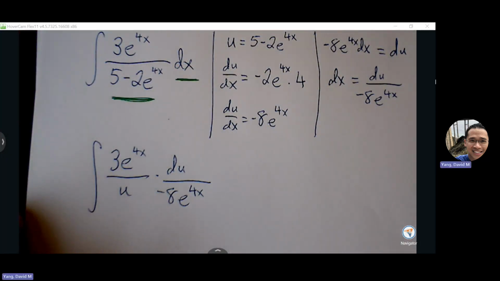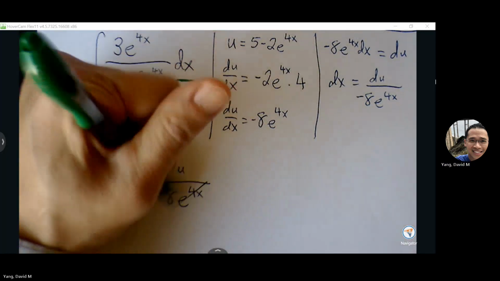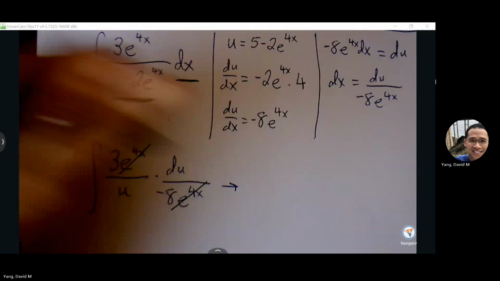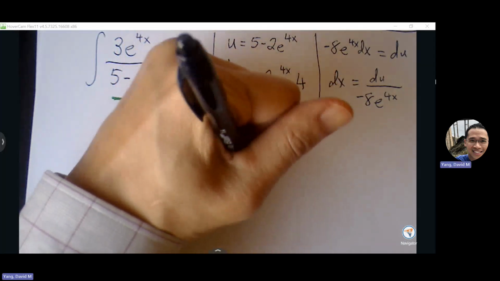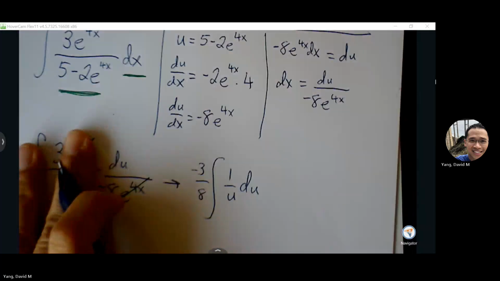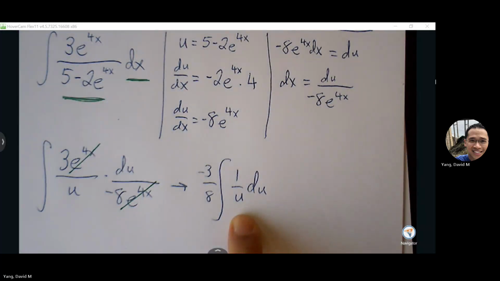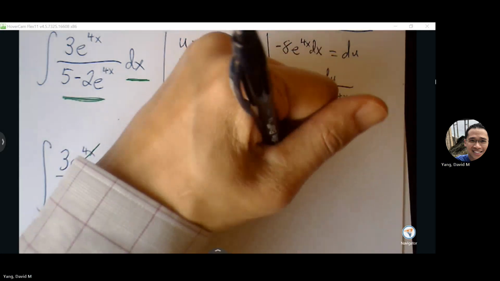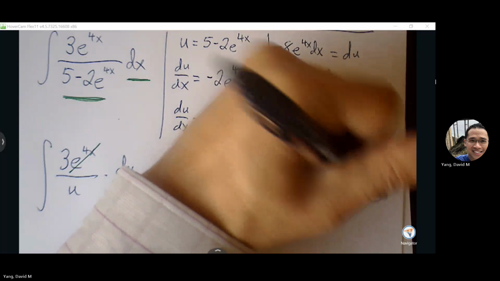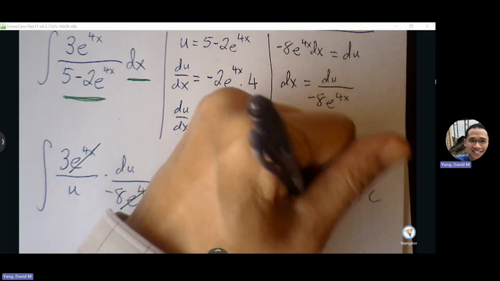All right, do our x's go away? Yes. What can we push out? Negative 3 over 8. What rule do we use for this? Natural log. And then bring the x back.